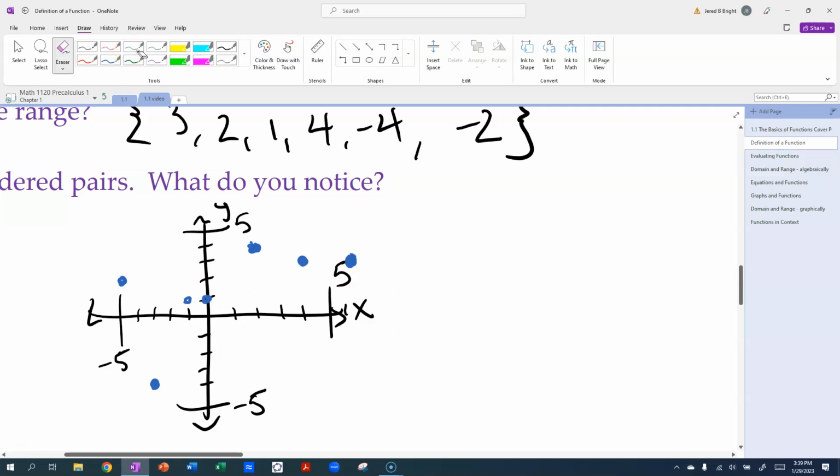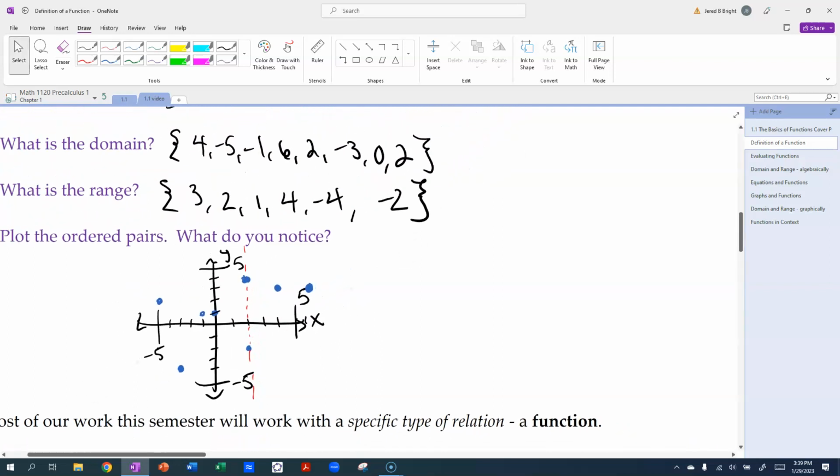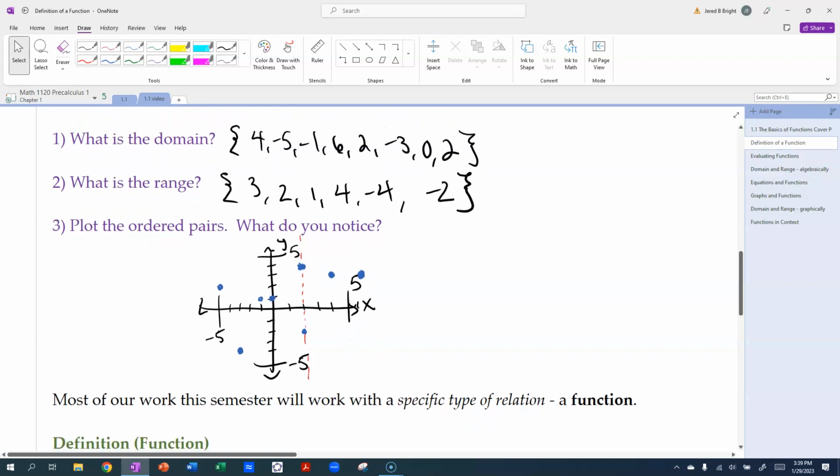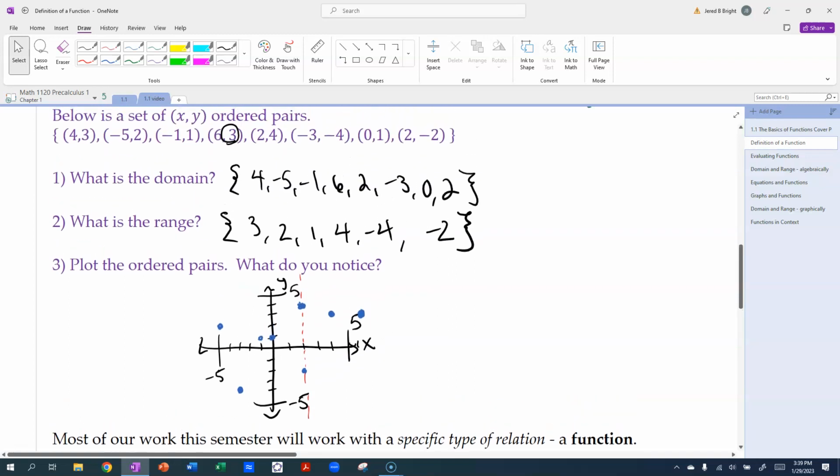Maybe I'll plot this point a little bit better. But right at x equals 2, if I look at that vertical line, I have 2 dots along that vertical line. Foreshadow, foreshadow, foreshadow. Okay, so notice what you're going to notice. I digress. So we know about relations, sets of ordered pairs. We know about domain, we know about range.